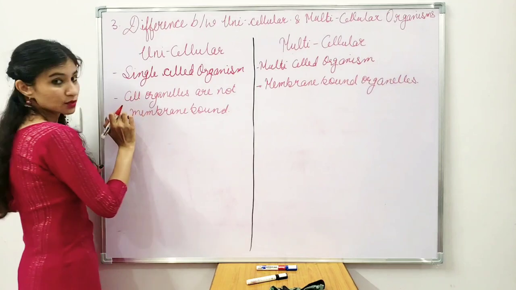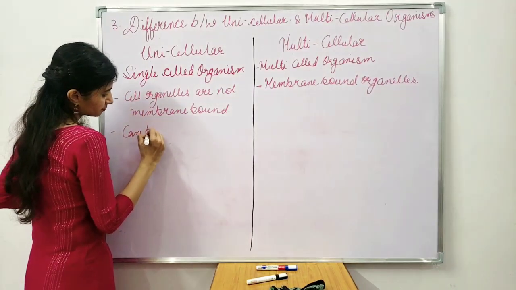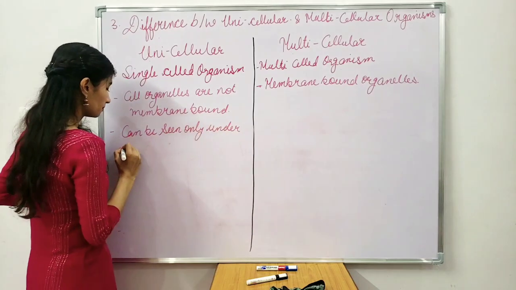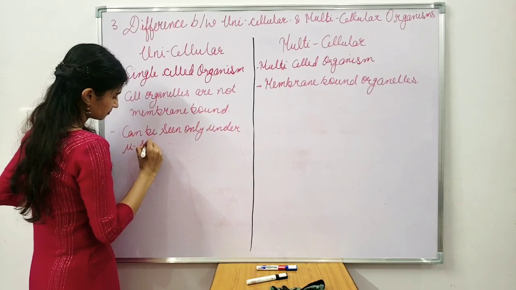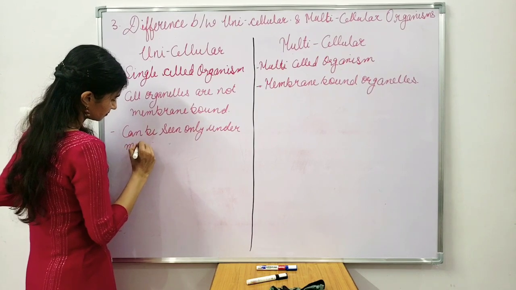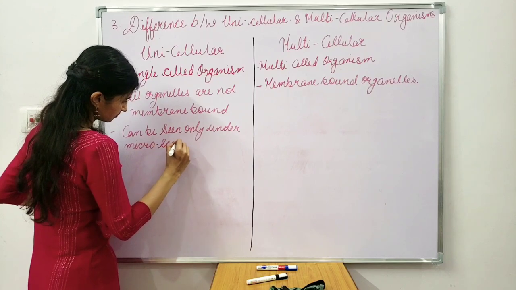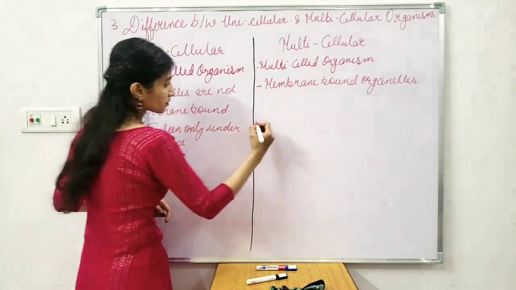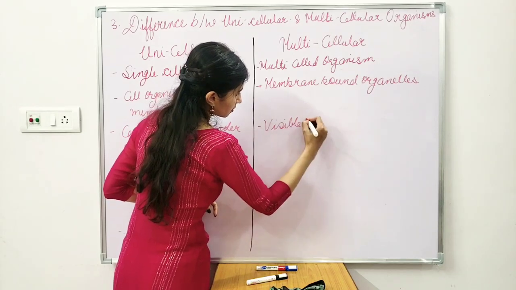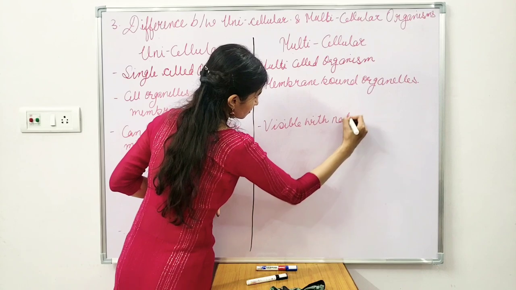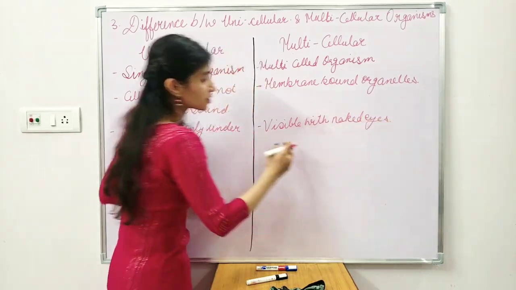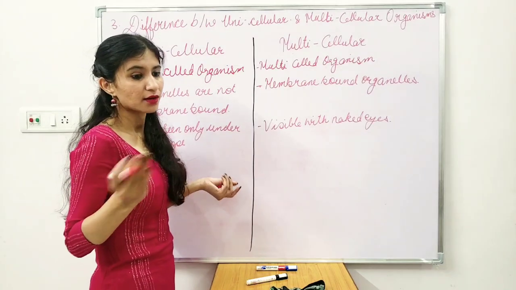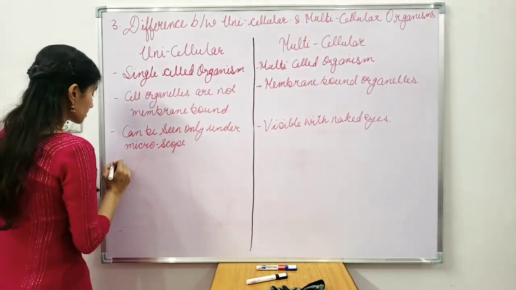Next thing, for this one, can be seen only under a microscope. Which means they are microscopic organisms. For these ones, visible with naked eyes. Which means to see these organisms, you don't need a microscope, you can see them like that. Like right now you're seeing me, or you can see any other person or any other organism which is visible to you. So those are multicellular organisms.